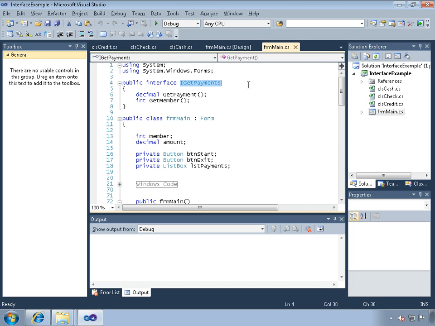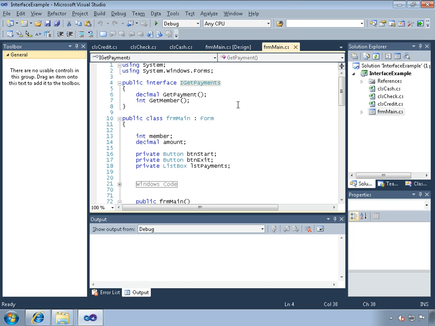IGetPayments is the standard nomenclature that's used anytime that you define an interface. And almost always by convention, this is not a syntax rule, but by convention, it almost always starts with a capital I. That flags to the person who's reading the code that I'm looking at an interface declaration. Now, again, this is a declaration, not a definition.